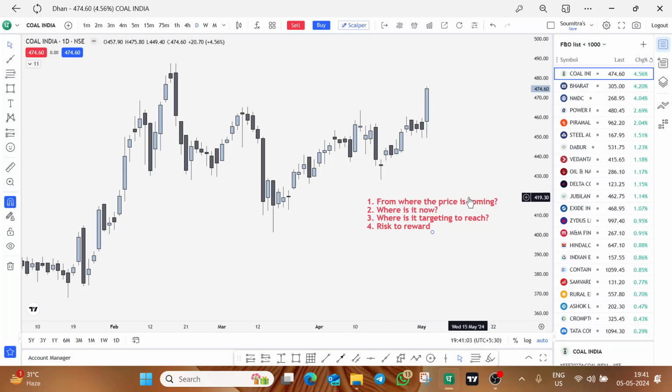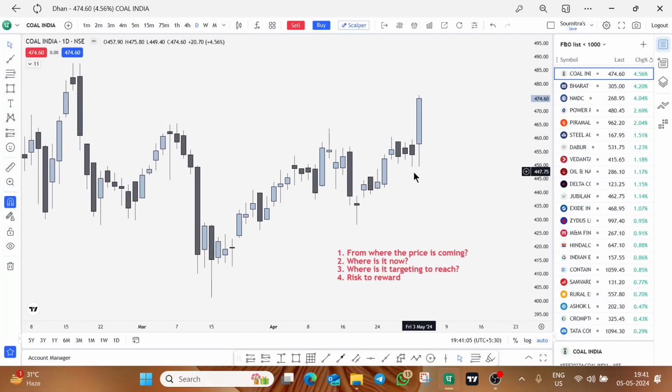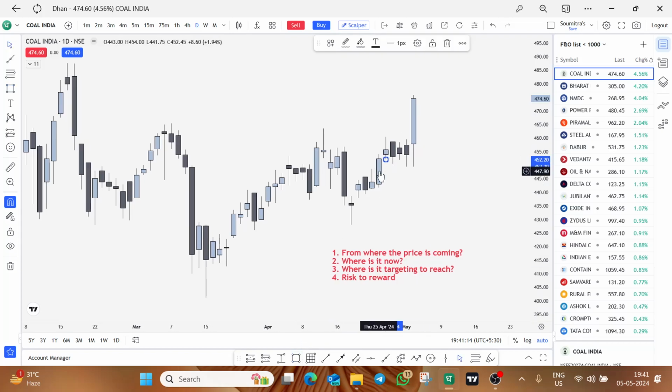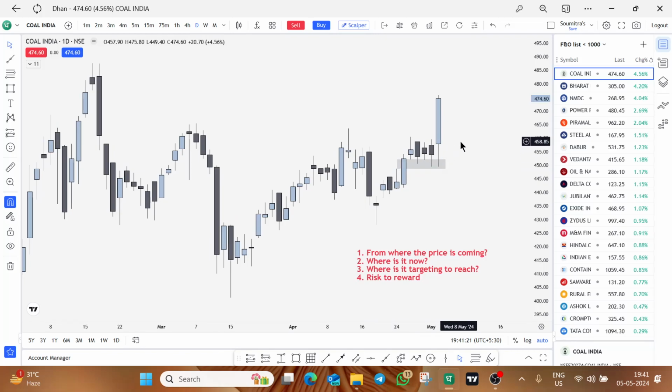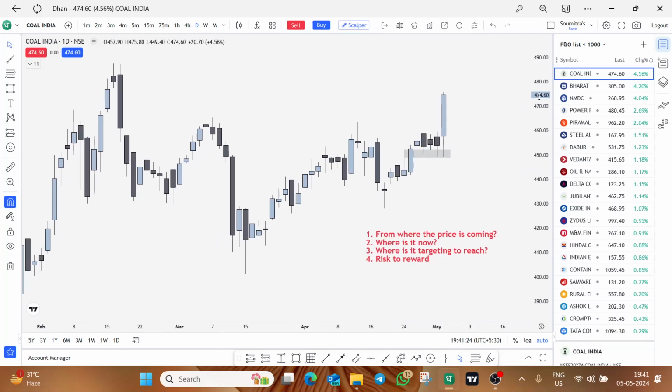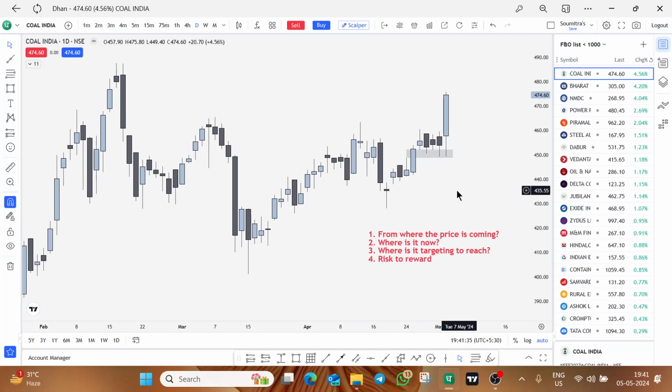From where is the price coming? Price is coming from here. And do we have a discount array in that location? We have this bullish fair value gap from which the price is coming. Where is it now? Obviously it is at 474.60. But why do we need this information? We need this information in order to understand the fourth question. So let us see that after some time.